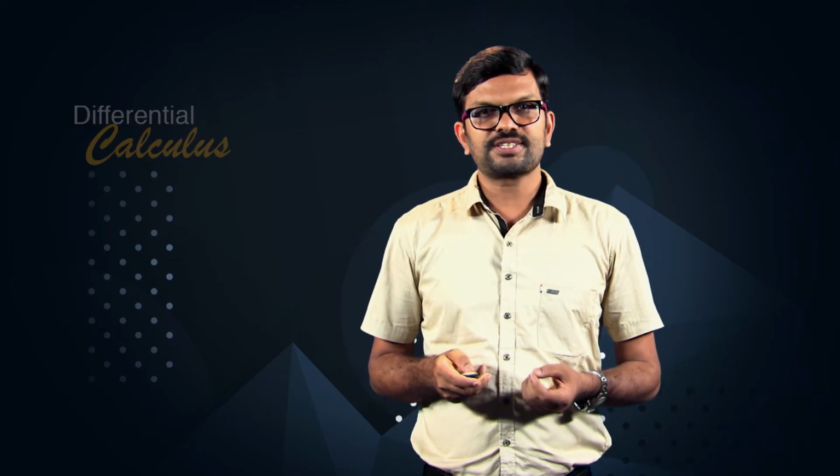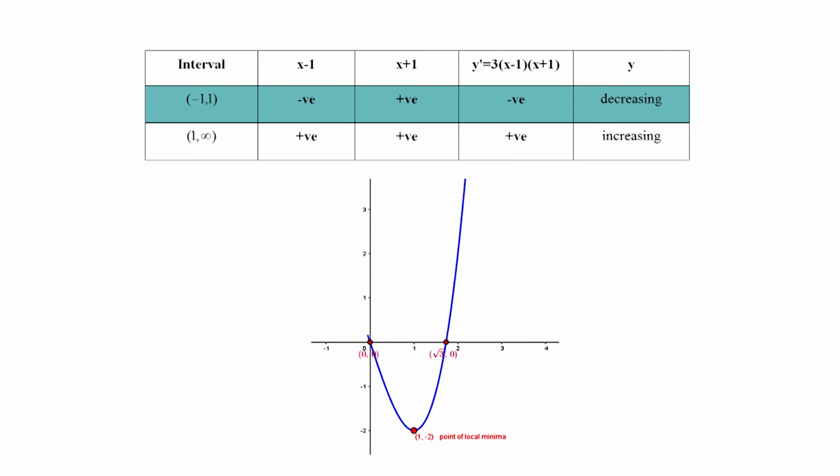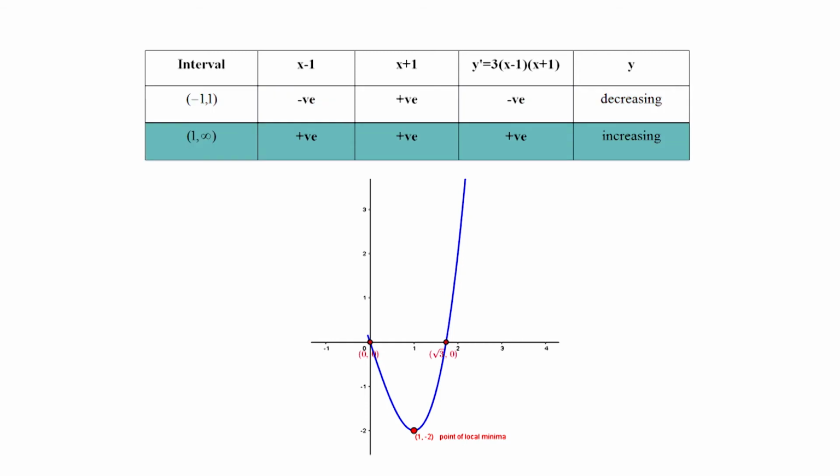We shall now analyze the rise and fall of the curves in the interval minus 1 comma 1 and 1 to infinity. In the interval minus 1 to 1, x minus 1 is negative, x plus 1 is positive. Hence, y dash is equal to 3 times x minus 1 into x plus 1 is negative, and hence y is decreasing. In the interval 1 to infinity, x minus 1 is positive, x plus 1 is positive, so that y dash is equal to 3 times x minus 1 into x plus 1 is positive, and hence y is increasing.